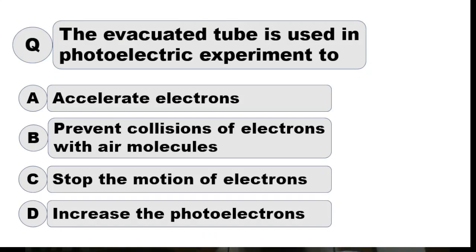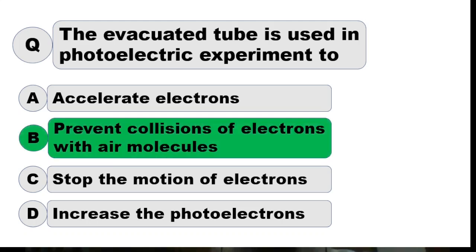The evacuated tube is used in the photoelectric experiment to: A. Accelerate electrons, B. Prevent collisions of electrons with air molecules, C. Stop the motion of electrons, D. Increase the photoelectrons. The right option is option B, prevent collisions of electrons with air molecules.